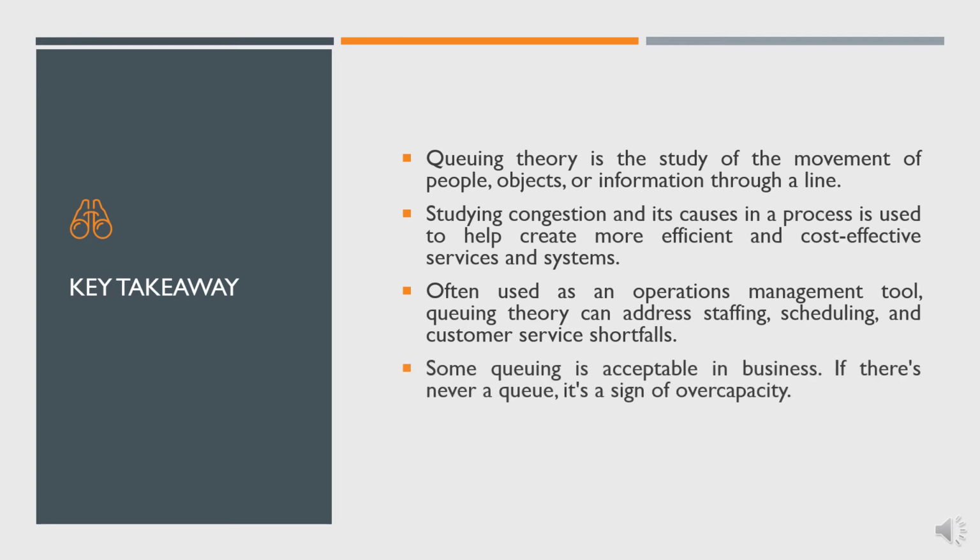Some queuing is acceptable in business. If there's never a queue, it's a sign of overcapacity. And lastly, queuing theory aims to achieve a balance that is efficient and affordable.